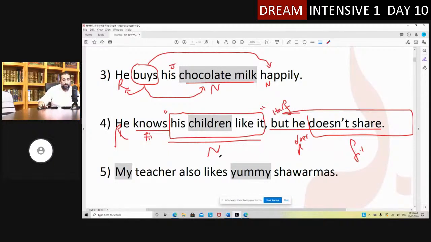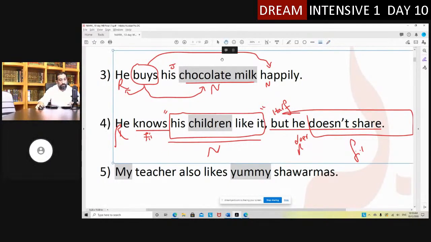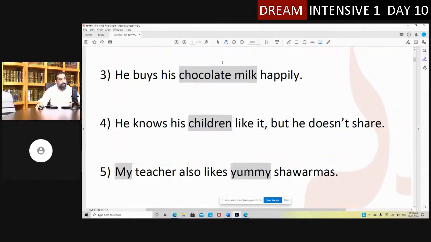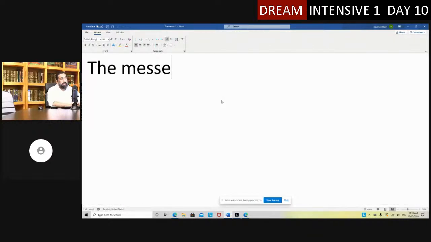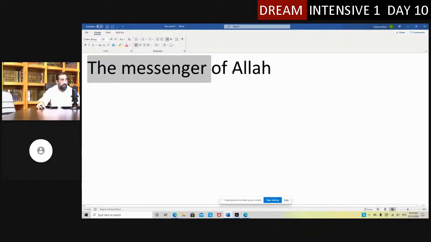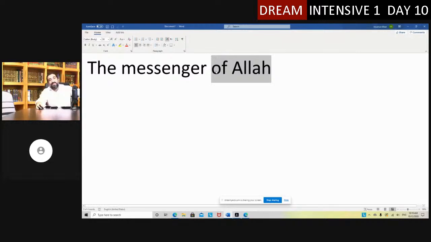Somebody asked about mudaf and mudaf ilayh. They said, I don't understand it. Okay, I can explain it to you. If you don't understand mudaf ilayh, look at this. If you say the messenger of Allah, there are two words, messenger and Allah. Well, first of all, they both have to be isms. So this, what I'm about to teach you, will only work if both sides are isms.